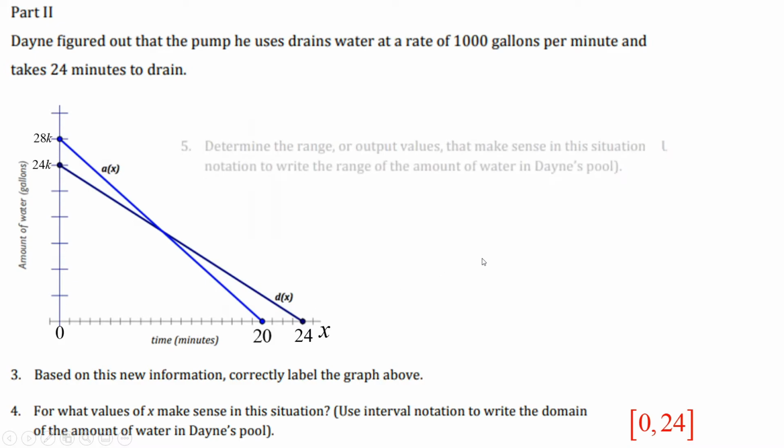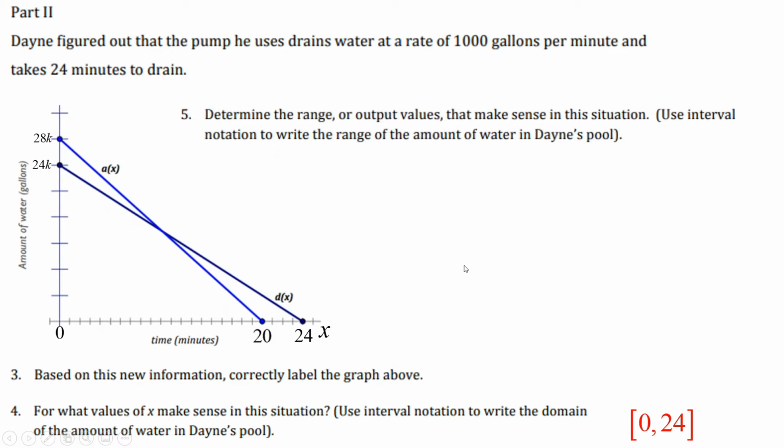Okay, cool. Now, number 5, determine the range or output values that make sense in this situation. Use interval notation to write the range of the amount of water in Dane's pool. So those are all my y values here, or outputs, the vertical axis right here. And this is going to be the closed interval. When Dane's pool is empty, it has 0 gallons. And when Dane's pool is full, it holds 24,000 gallons. So we're going to have y in the closed interval, bracket, bracket, from 0 to 24,000.